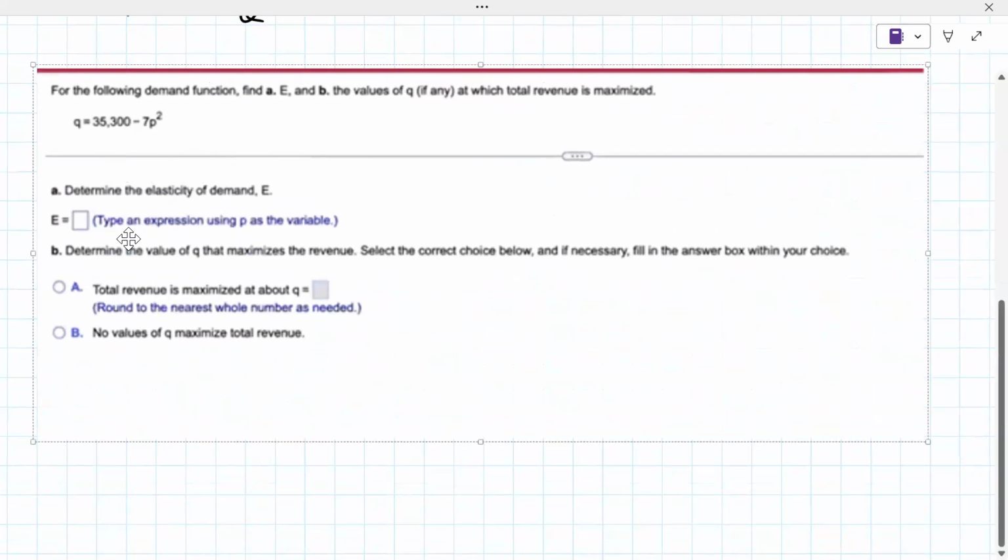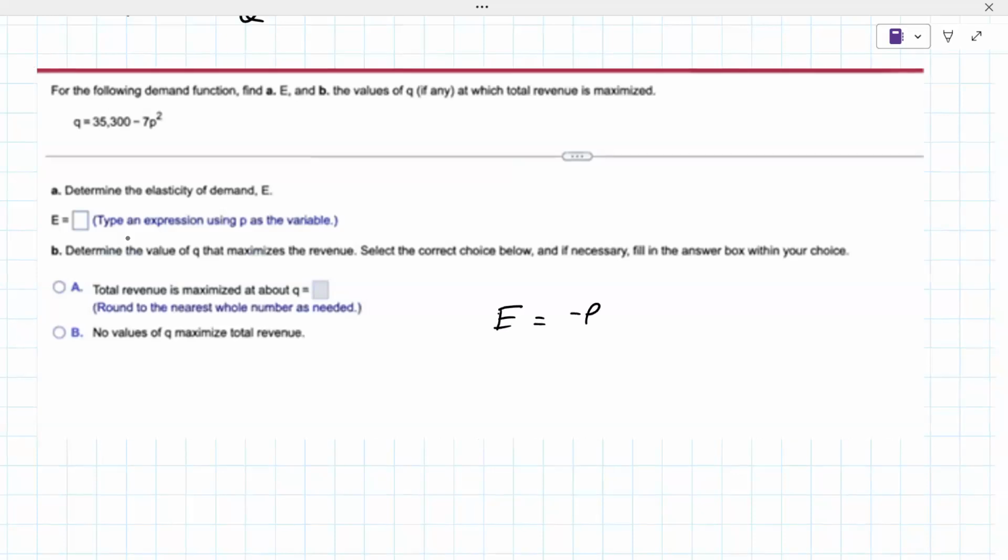All right. Okay. The elasticity of demand, E. E is a formula. It's minus P over Q times dQ dP. And so the P is the variable. Q is this function here, and dQ dP is like Q prime. So you need to be able to take a derivative of this. We talked about that last time, how important being able to take derivatives is for this course.